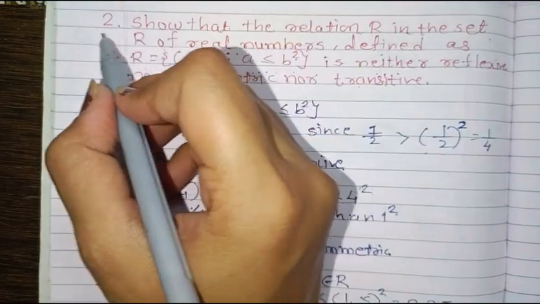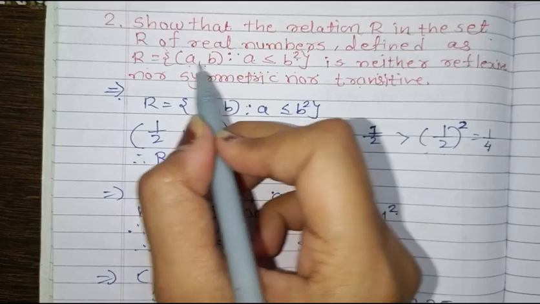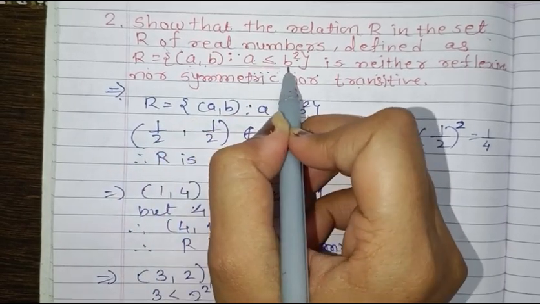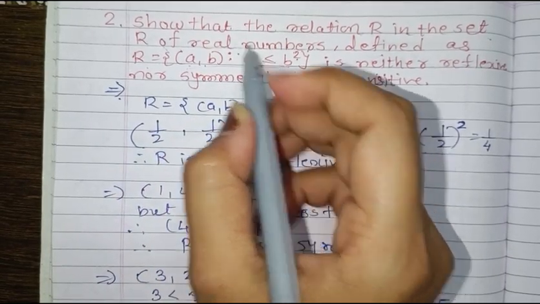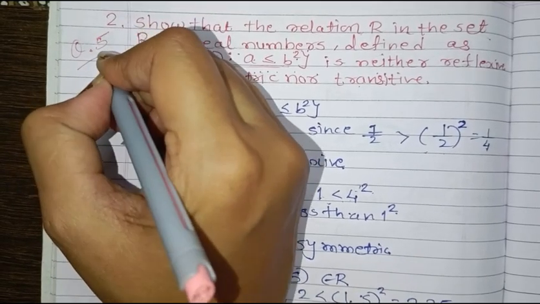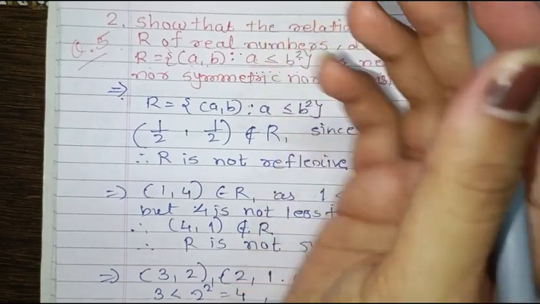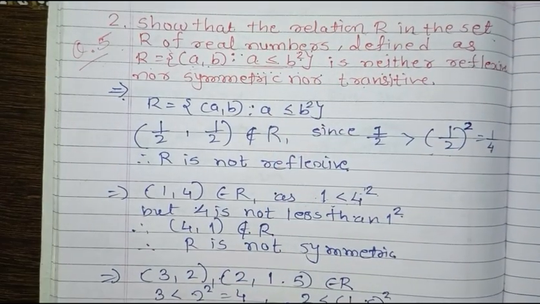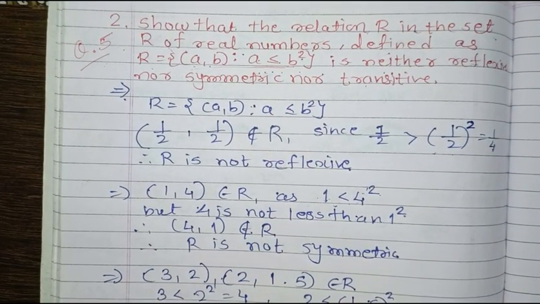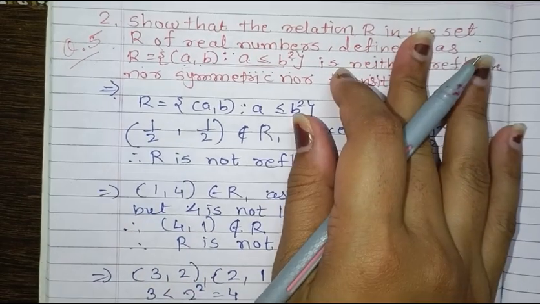Question number 5 is the same as question number 2 we already discussed. In question number 5, your relation is defined as a less than or equal to b cube. I will give it as homework for you to try yourself. If you try and are not comfortable or not getting the answer, then comment to me. In the next video, I will explain question number 5.